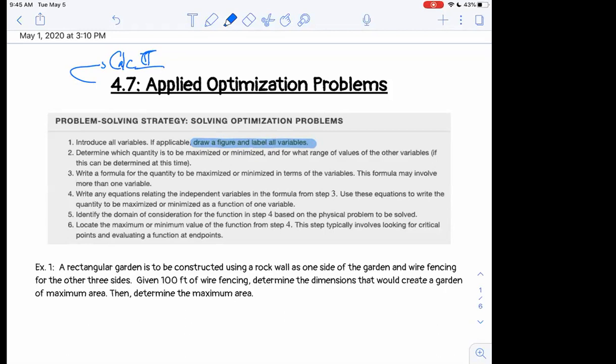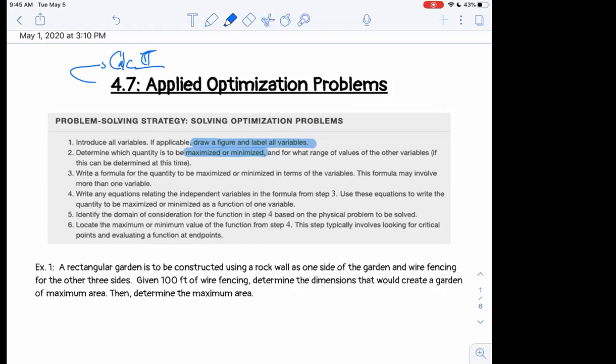Step 2 says determine which quantity is to be maximized or minimized. So that's really what we're going to be looking at here, whether things have a maximum or a minimum. And if you read through the questions, every single question is going to say, find the maximum this, or find the minimum this.